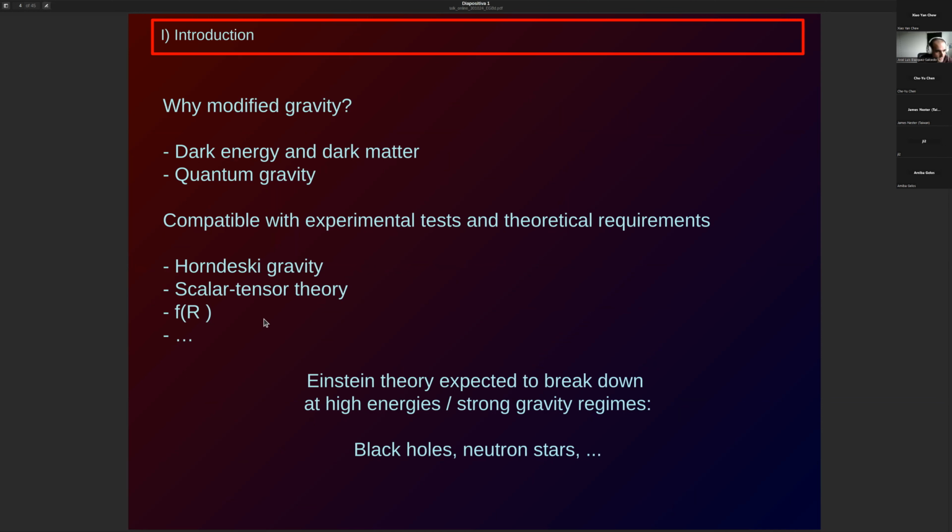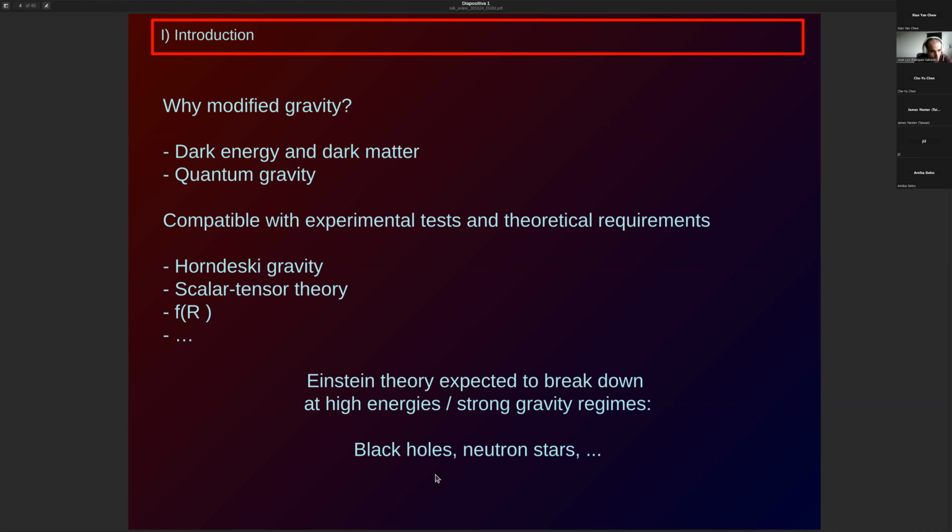Very popular are the family of Horndeski theory, Horndeski gravity, scalar tensor theory, f(R), etc. In general, the idea is that Einstein theory is expected to break down, right, at high energies or strong gravity regimes, which is precisely the regimes that we have when we have mergers of black holes, right? So presumably, the modification to Einstein gravity could be detected in principle if we observe with enough precision the ringdown of a merger.